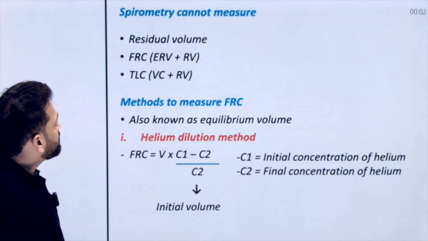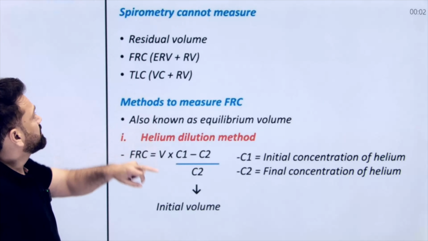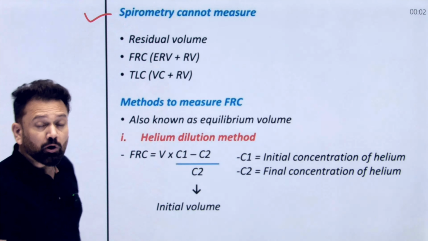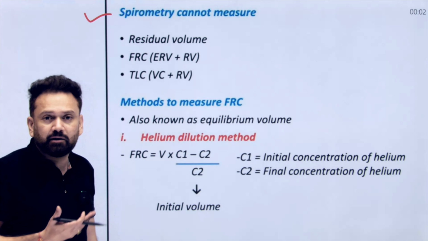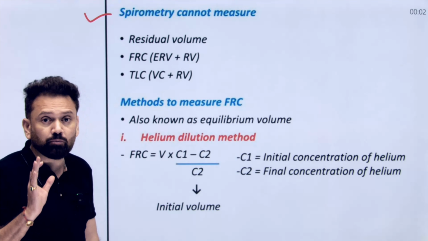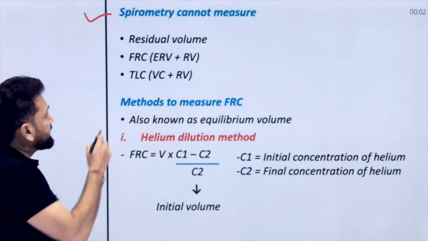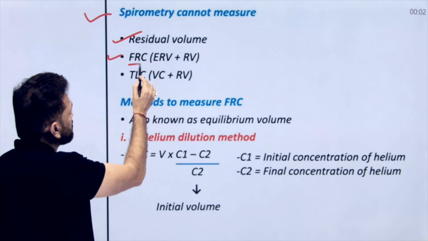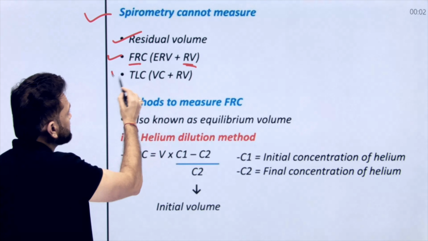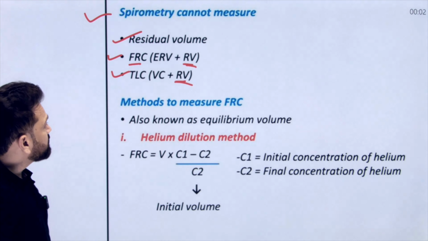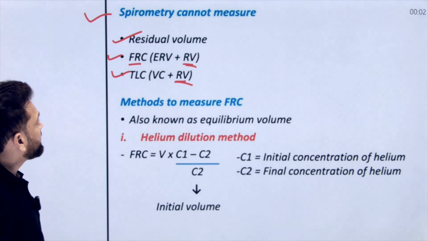Now, what are the things that cannot be measured by spirometry? You are not able to remove the air which is extra in your lung. That is called residual volume. So, what are the things that cannot be calculated? Number one, residual volume. Number two, FRC, because it also has RV. And number three is TLC, because it also has RV. So, residual volume cannot be calculated by spirometry.